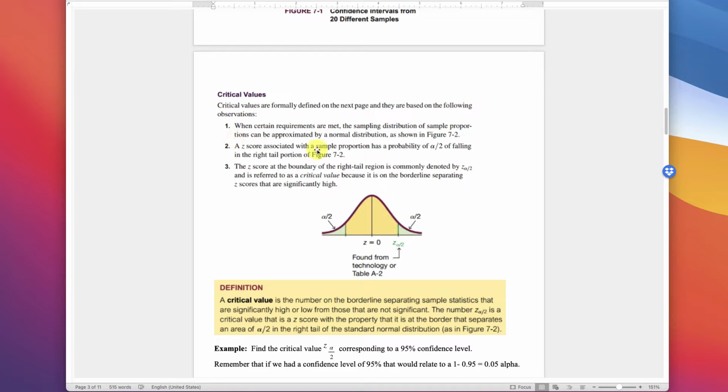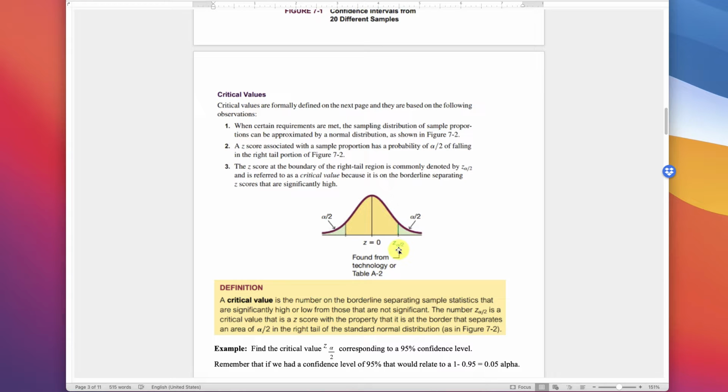A z-score associated with a sample proportion has a probability of alpha divided by 2 of falling in the right tail portion over here. The z-score at the boundary of the right tail region is commonly denoted as z sub alpha divided by 2 and is referred to as the critical value because it is on the borderline separating the z-scores that are significantly high. So we're interested in that value.